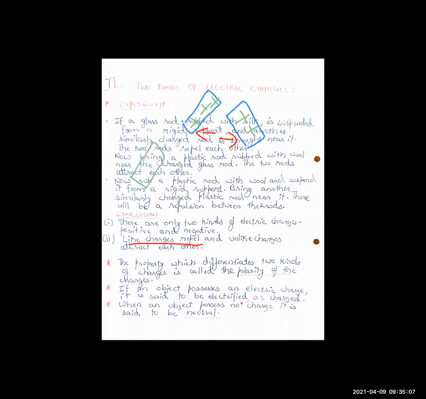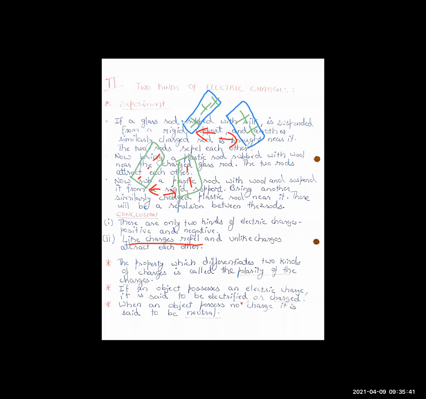We are taking two plastic rods and we have rubbed them with wool. So when you rub the plastic rod with the wool, it acquires negative charge. So when you bring two plastic rods which are rubbed with wool near each other, you will observe the repulsive force between them, right? So again, negative, negative, they are the same, they are like charges, so they repel each other.